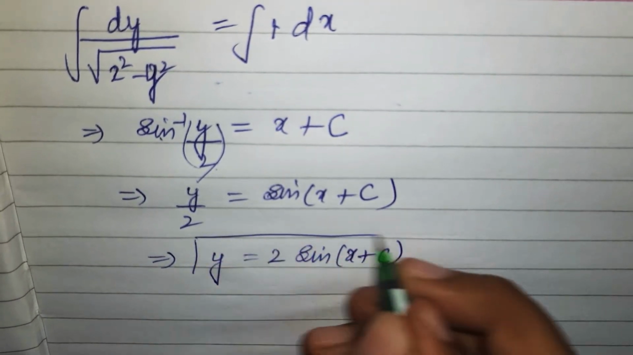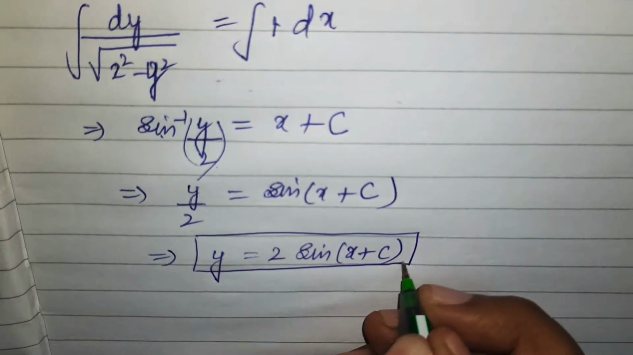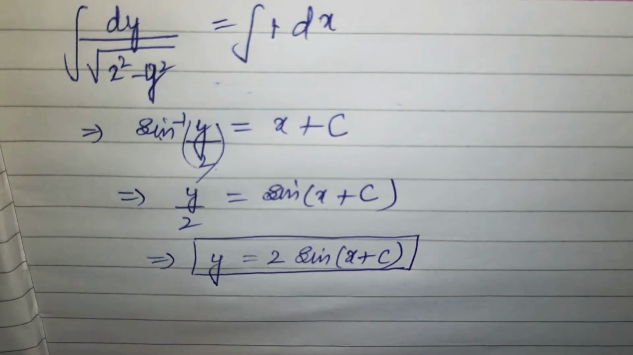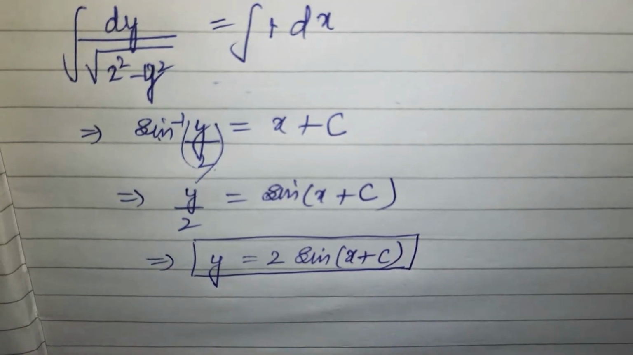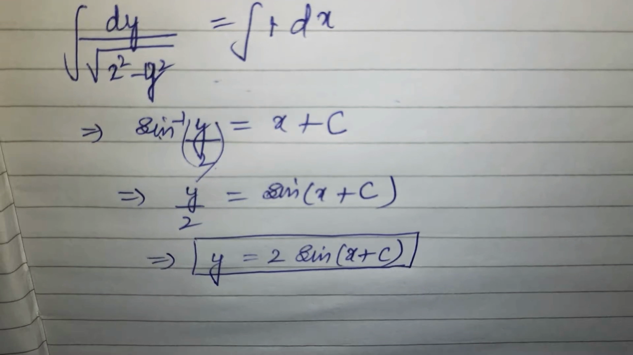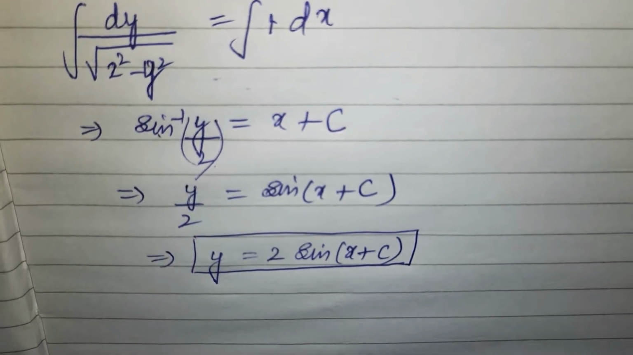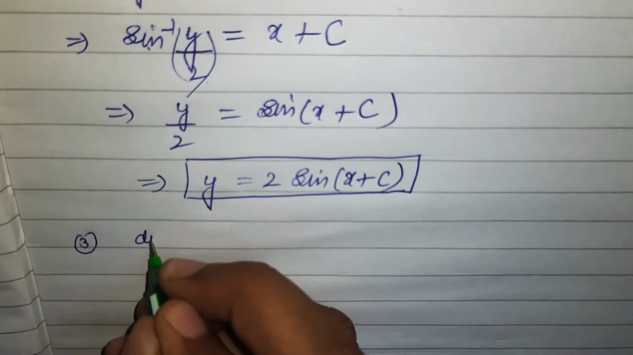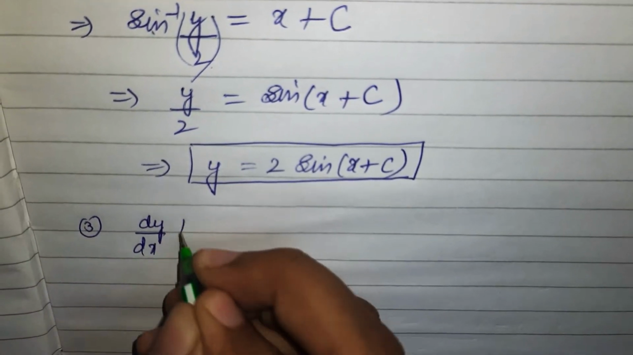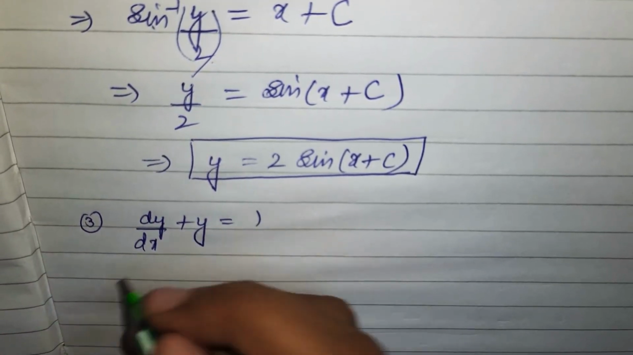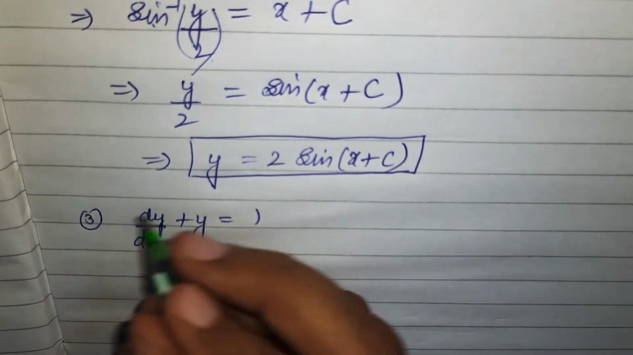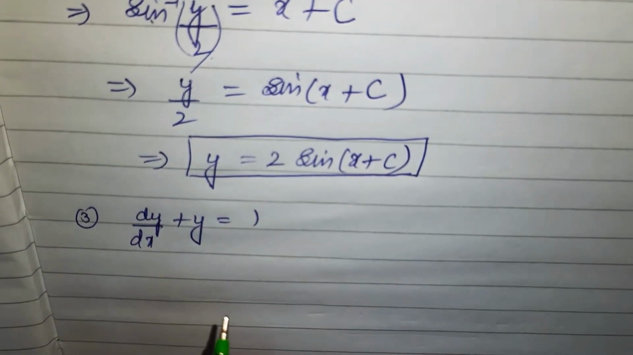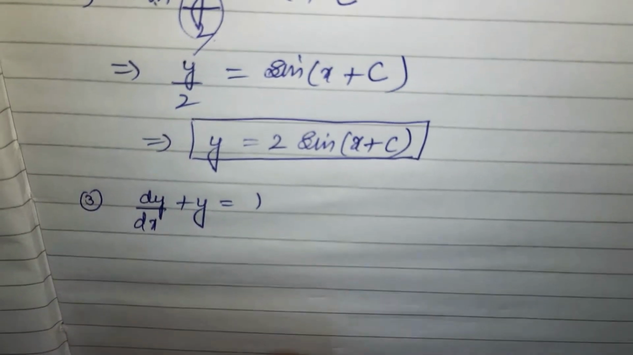So this is your required general solution which will be having a constant term. Okay, now come to the next question of exercise 9.4. If I talk about question number 3, they will be giving you dy by dx plus y. If I am not able to convert in terms of y and in terms of x, that means we are not able to apply the method of variable separable.